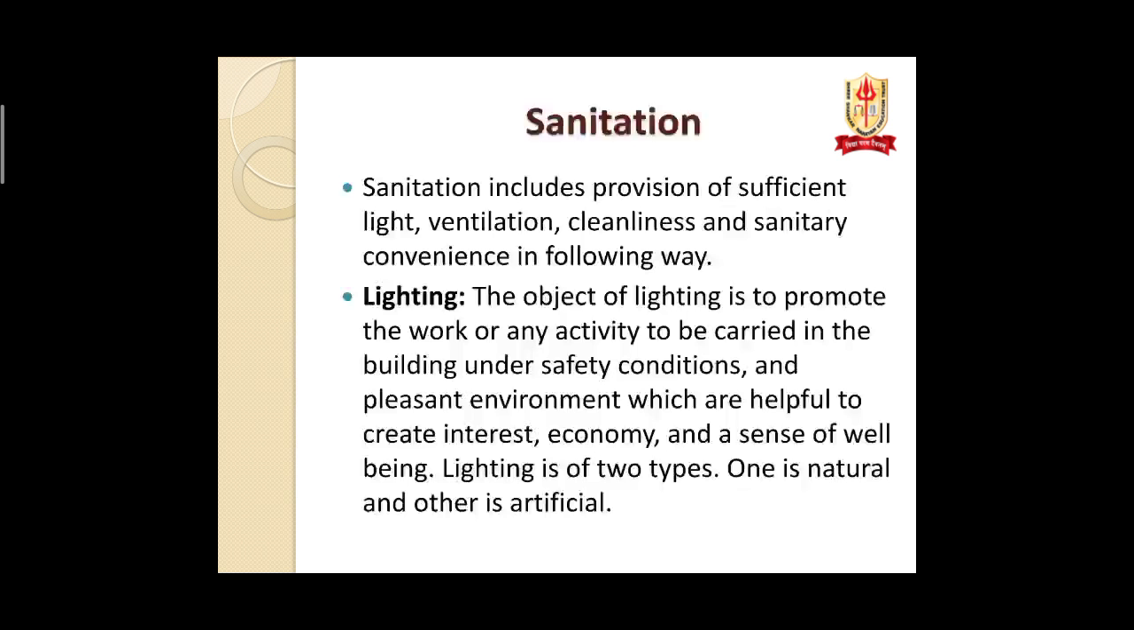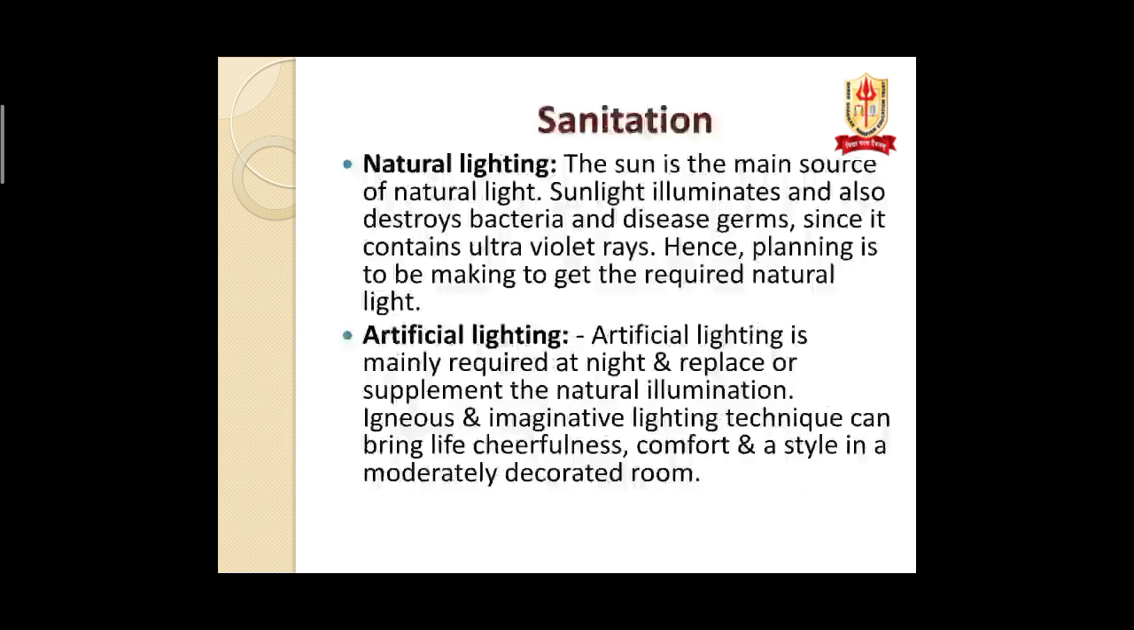Then there is sanitation. Sanitation includes the provision of sufficient light, ventilation, cleanliness, and sanitary convenience in the following way. First is lighting. The object of lighting is to promote the work or any activity to be carried out in the building under safe conditions and a pleasant environment, which are helpful to maintain efficiency, economy, and a sense of well-being. Lighting is of two types.